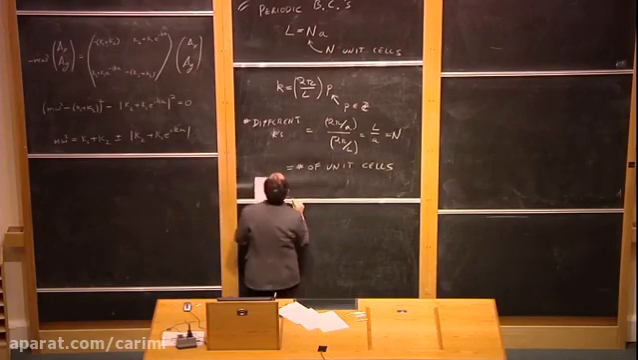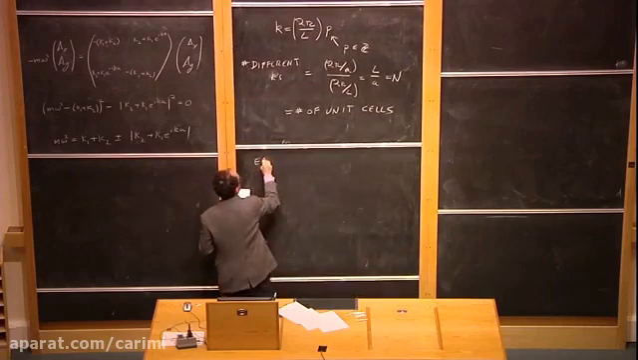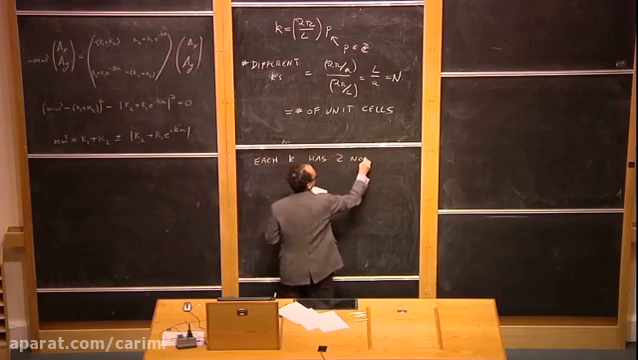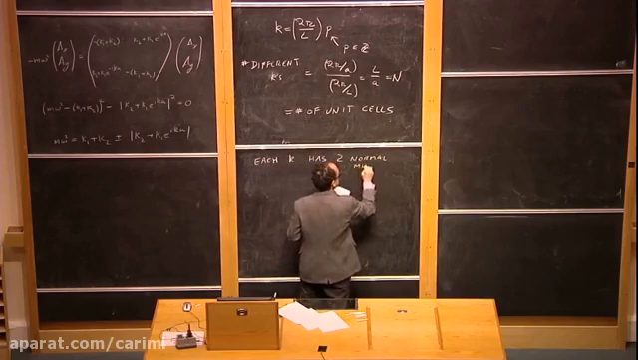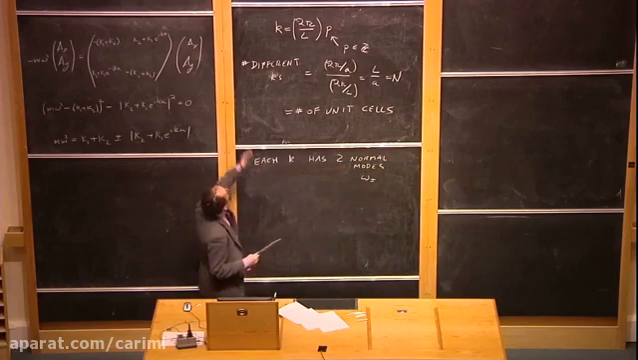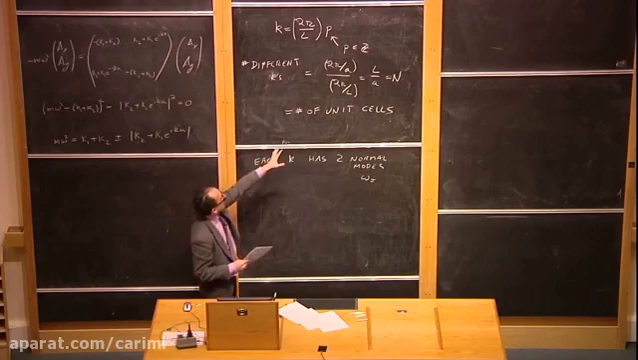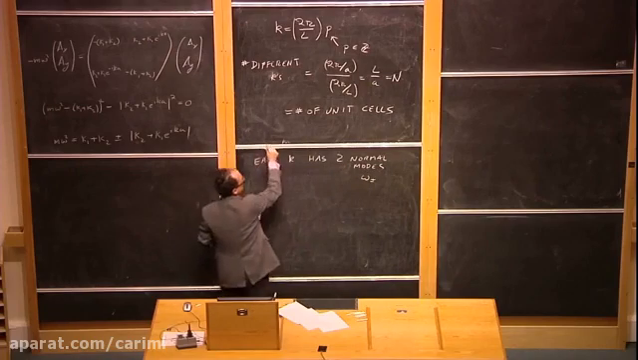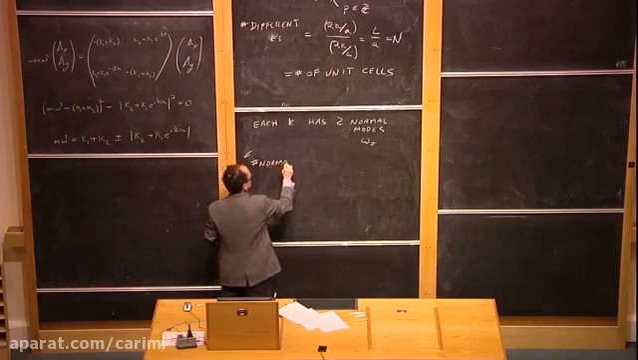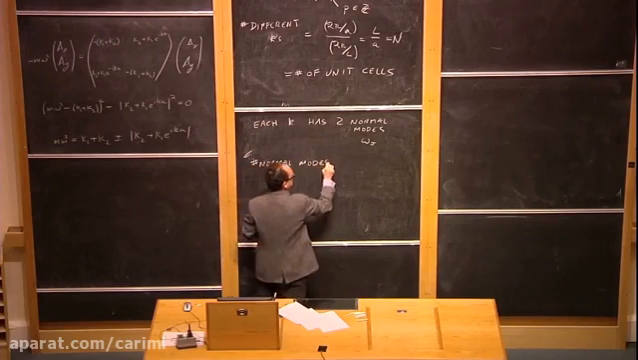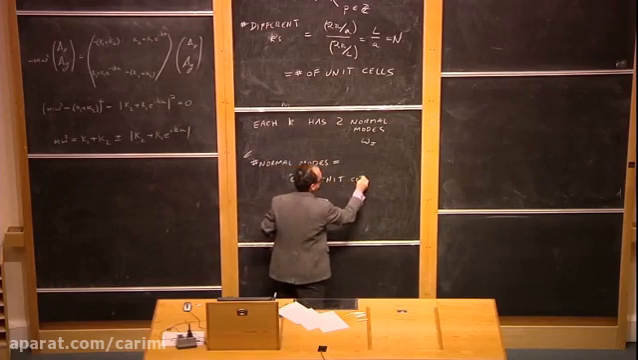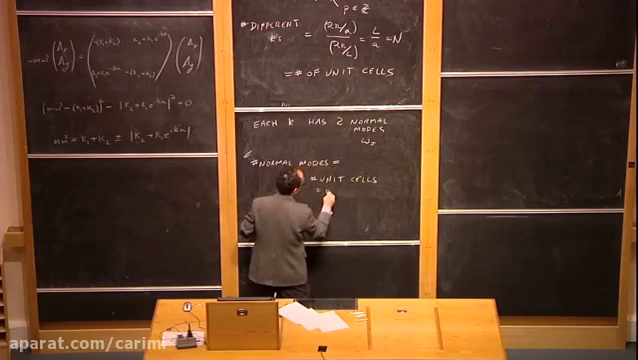So what does that mean? We'll write it down over here. Each k has two normal modes. We can call them omega plus and minus. Okay? And how many k's do we have? The number of k's is equal to the number of unit cells, and each k has 2 normal modes. So the number of normal modes equals 2 times the number of unit cells, which equals the number of masses.